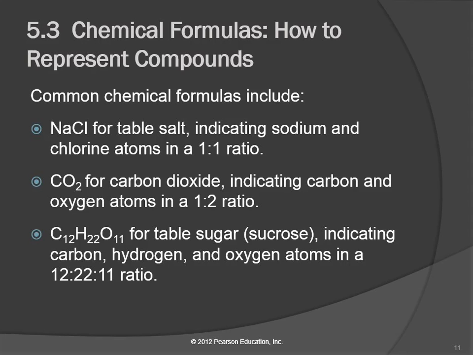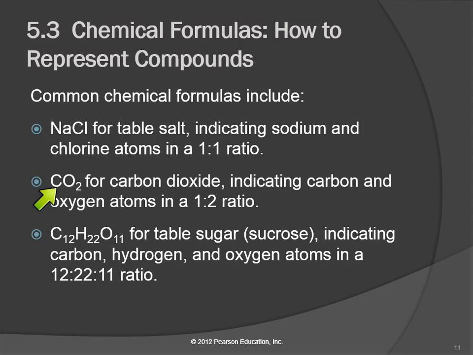So common chemical formulas include NaCl. That's the formula for table salt. This indicates that there's 1 sodium atom for every 1 chlorine atom in the molecule. We don't write the ones. The way I think of it is, if there weren't any, I don't write the symbol. So the fact that I wrote the symbol tells you there's 1. If there was more than 1, I would write a number to tell you how many. So writing the symbol indicates that there's 1 of them.